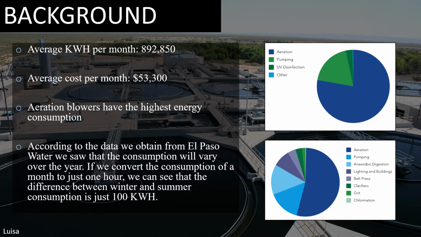The figures to the right represent how much of the total energy consumption each component requires. As you can see, the aeration blowers consume the most energy, followed by the pumping system. When anaerobic digesters are introduced to the treatment process, you can see that the blowers consume less energy, shown in the figure at the bottom. Therefore, the energy consumption is split more efficiently. According to the data we obtained from El Paso Water, the consumption varies throughout the year. Energy consumed is at its lowest during the summer and increases about 100 kilowatt hours during the winter.